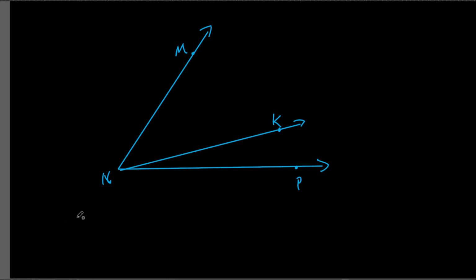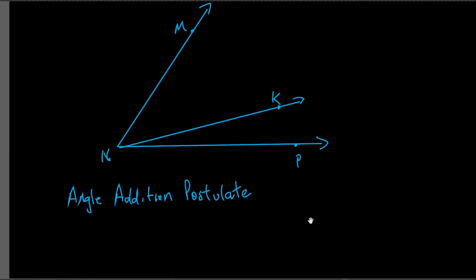This thing is called the angle addition postulate. Let's write that down real quick. The angle addition postulate. Basically, it's saying this. I'm running out of time, so I'm going to go kind of quick on this. If I took angle MNK and I added it, that's the first time we talked about adding angles, but if I added it to angle KNP, that will equal what? So what am I doing?